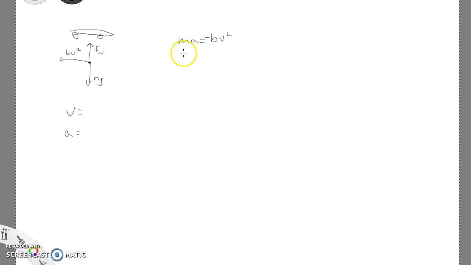And notice that in this case, this object is slowing down. And so when acceleration is 0 is going to be when the velocity is 0 too, when it comes to a stop. Okay, so a would be equal to negative b over m times v squared. Remember that a is dv dt.